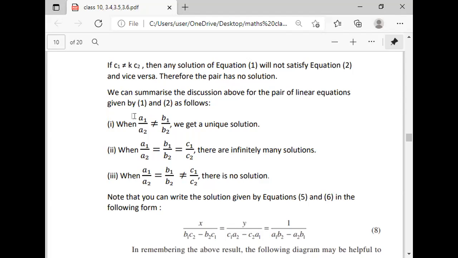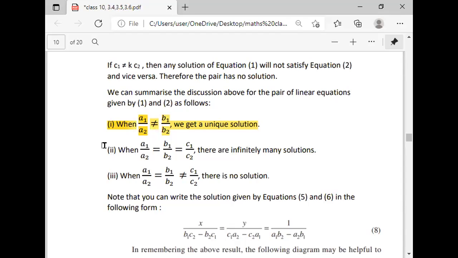See here, when a1 by a2 is not equal to b1 by b2, we get a unique solution. You know a1 means the coefficient of x in the first equation, whatever be in the general form. That is, the pair of linear equations will have only one solution. There won't be two solutions or infinitely many solutions or no solution at all. Only a unique solution will be there.